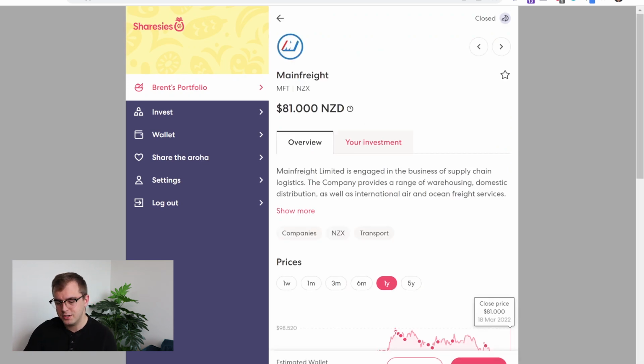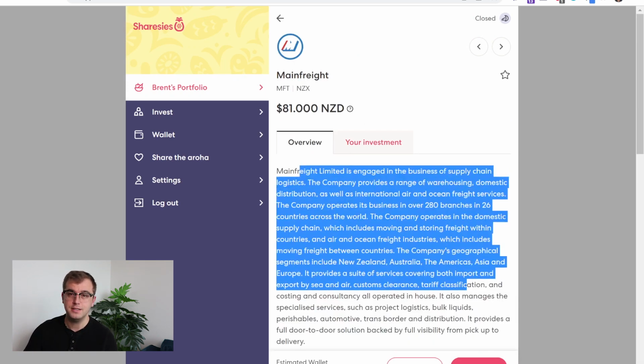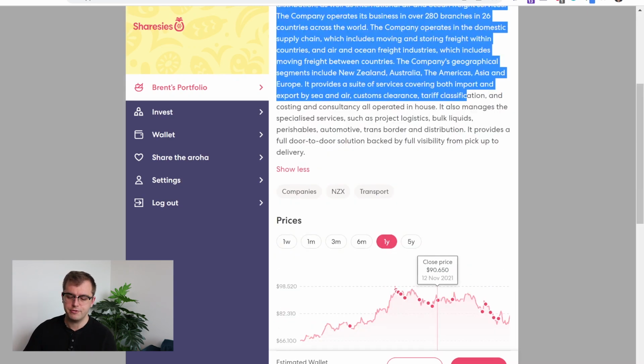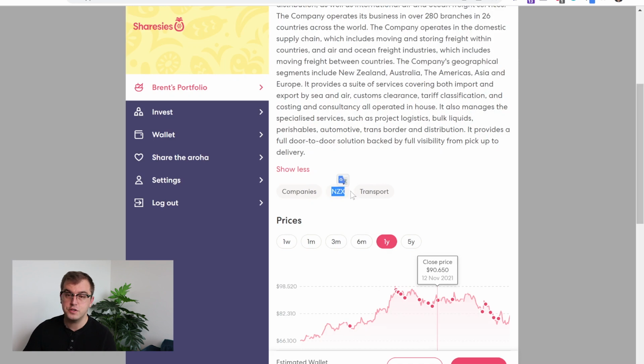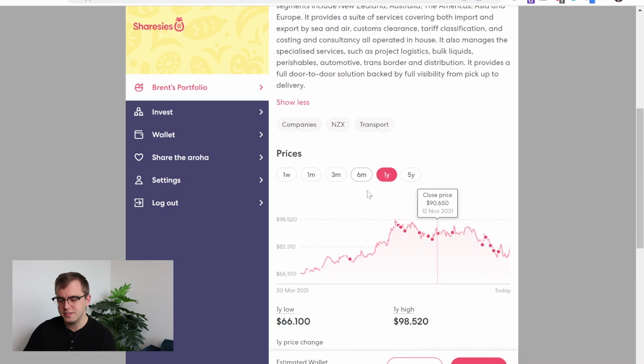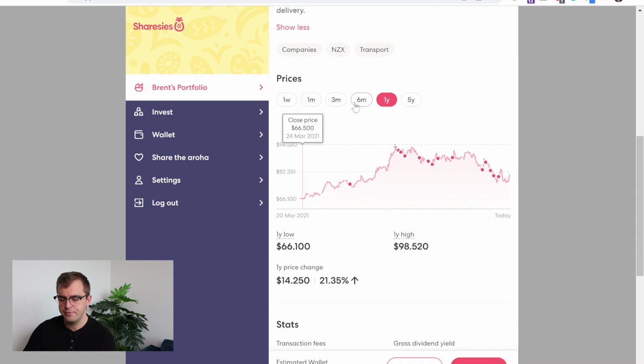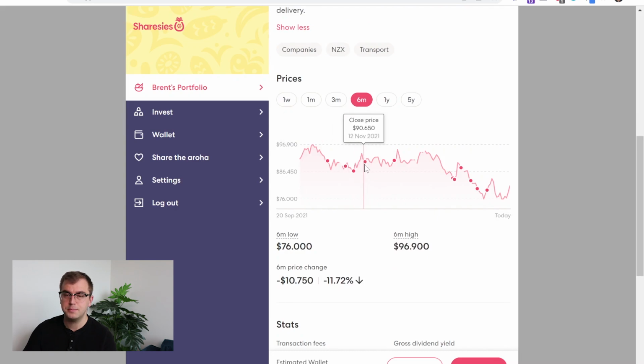Now if you look here, you can see all the information relating to the companies or funds. You can also find different tags. So we can see this is a company on the New Zealand Stock Exchange in the transport sector. We can also see how the price has changed over time. And any of these red dots is basically where we've made an investment or a sale.